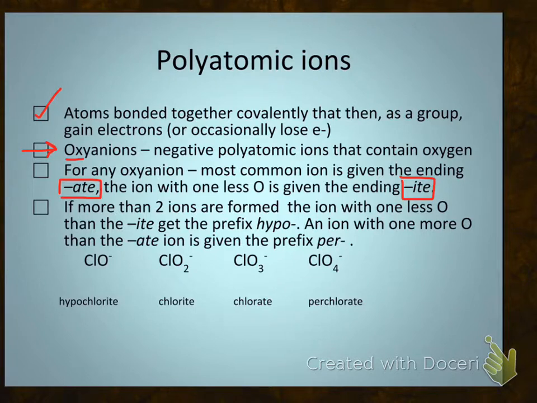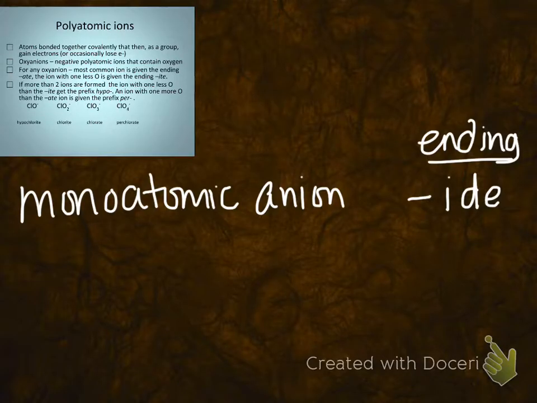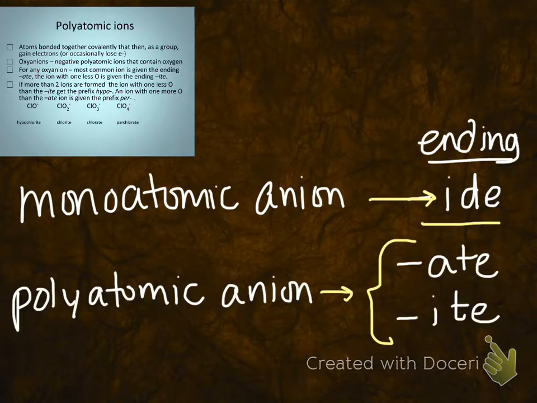When there are more than 2 ions that are formed, we get into the hypo-ites and the per-ates. We don't do a whole lot with those, but you should be aware of them. So paying attention to the ending is really, really important. You might remember that when we talked about binary compounds with monoatomic anions, I pointed out that you should pay attention to that IDE ending, because that tells you that it's a monoatomic ion, whereas in the case of polyatomics, we have the ATE and ITE endings.